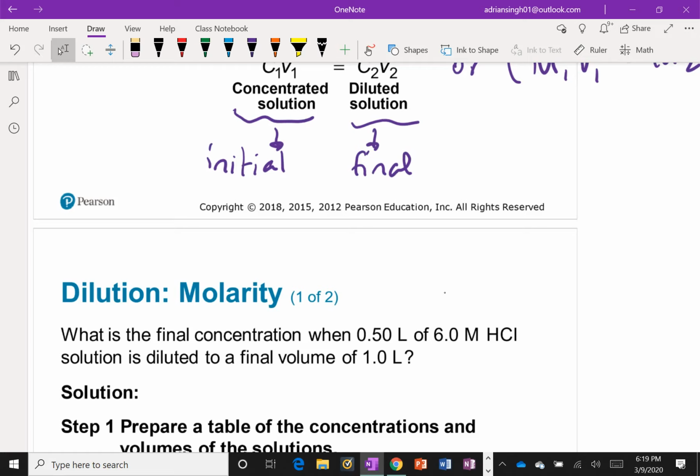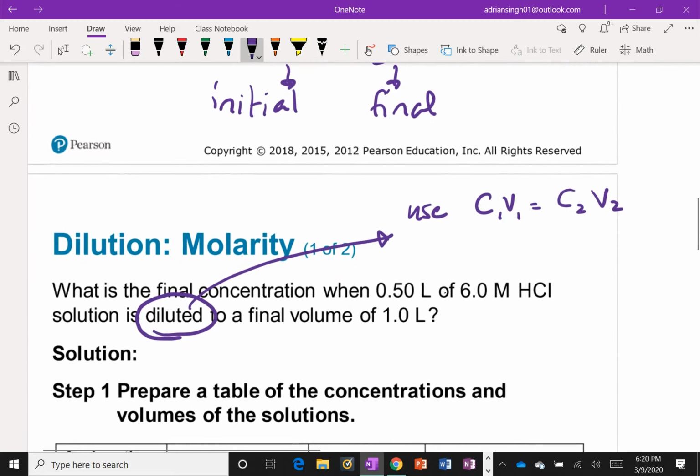So what's your clue here that you're looking at the dilution equation? What thing in the problem will tell you that you're looking at a dilution problem? It says diluted. All right, that's your clue that you're going to be using the dilution equation. So that then suggests we're going to use our C1V1 equals C2V2. So we have to decide now, what are those things? What's C1, what's V1, what's C2, V2, and what is our unknown in this question?